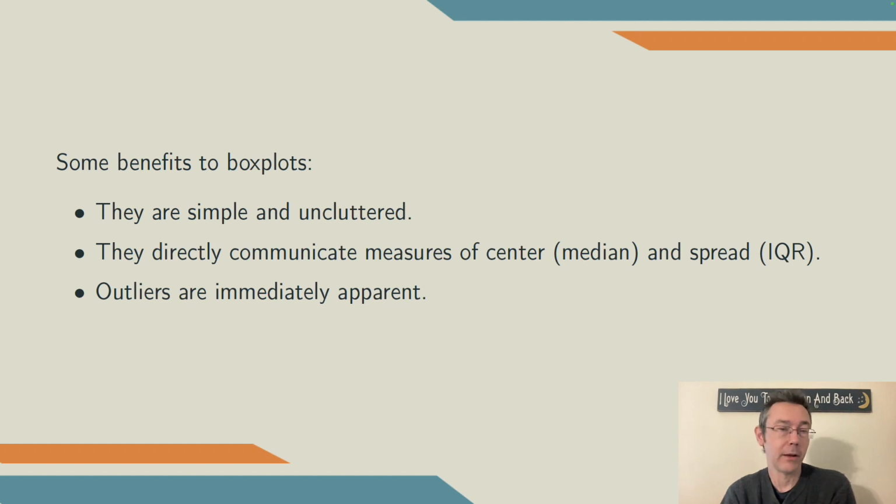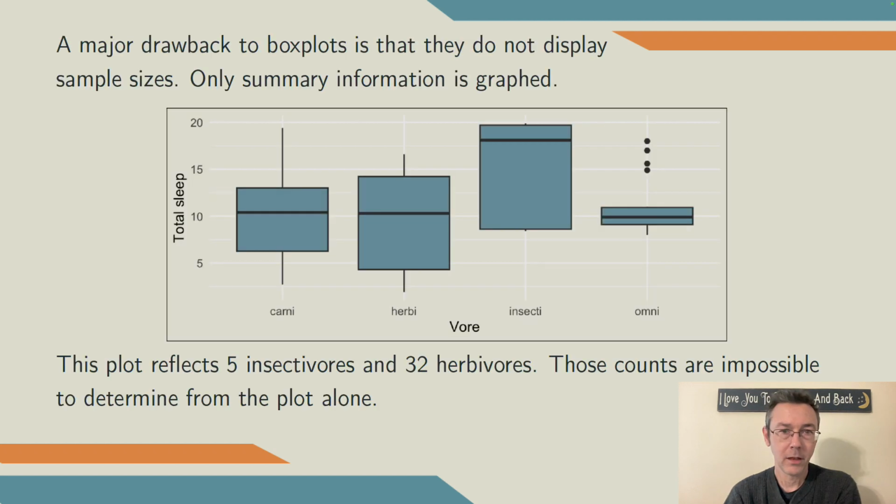Some benefits to box plots. They're simple and uncluttered, and they directly communicate measures of center, the median, and spread, the IQR. Additionally, outliers are immediately apparent, which is very useful in any number of contexts. A major downside, however, is that they only display summary information. That's the cost of having such a clear display.